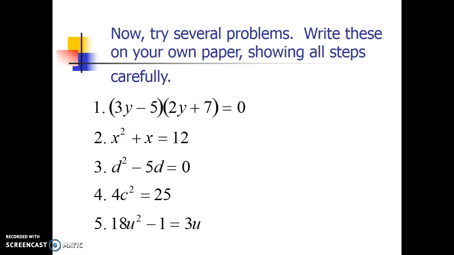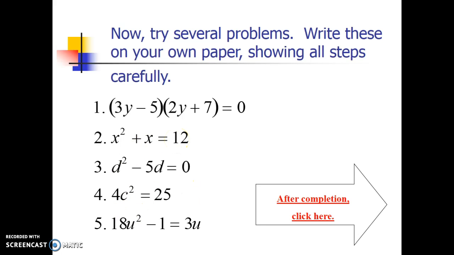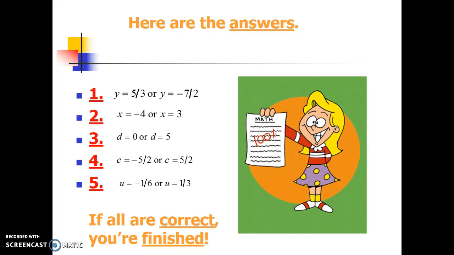Alright, so I want you to try these problems on your own before you come into class tomorrow. So pause the video now, and when you finish, go ahead and play the video, and the answers will be the next slide. So pause this video now. Alright, here are the answers to the problems. Bring your notes with you to class tomorrow.